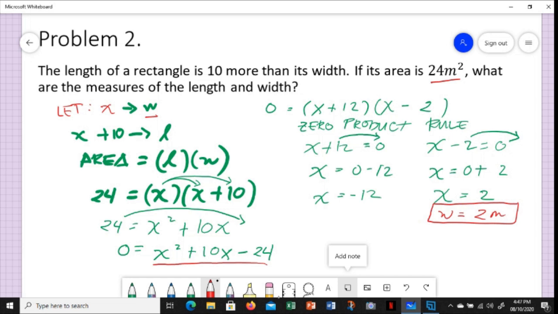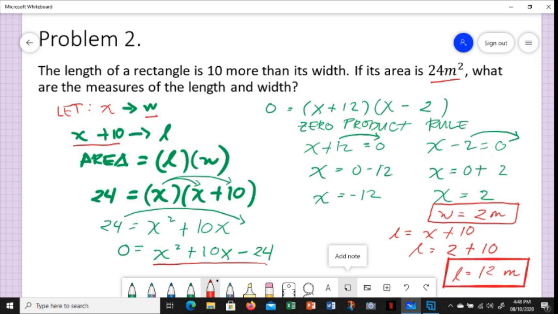But we are not yet done because we need to look for the length. For the length, we just need to substitute the value of x to the representation a while ago. So the length is equal to x plus 10, substitute the value of x, which is 2. So length is equal to 2 plus 10, and the length is equal to 12 meters.